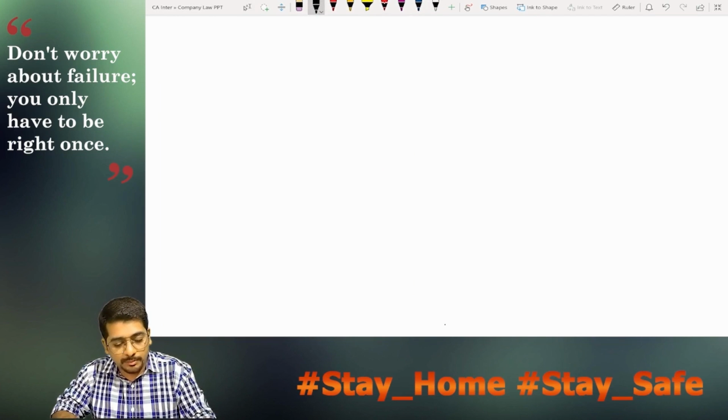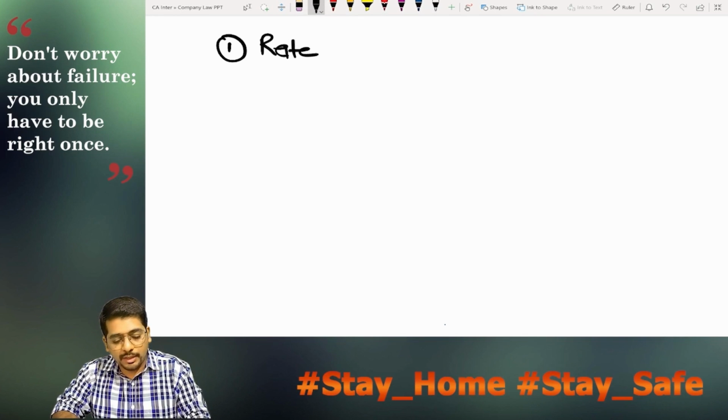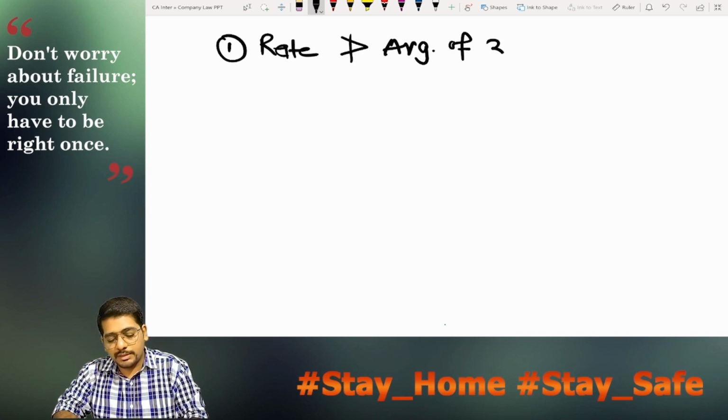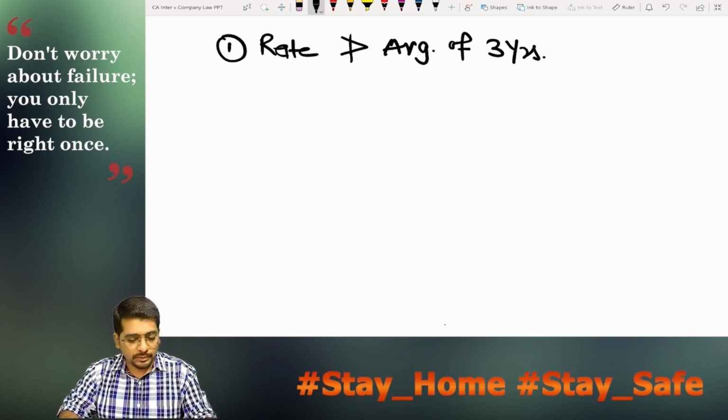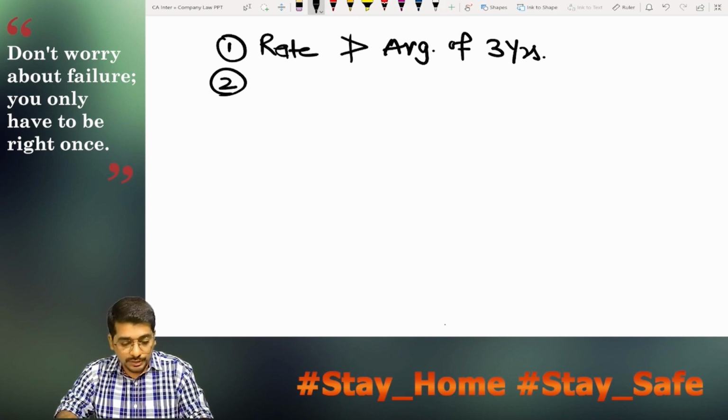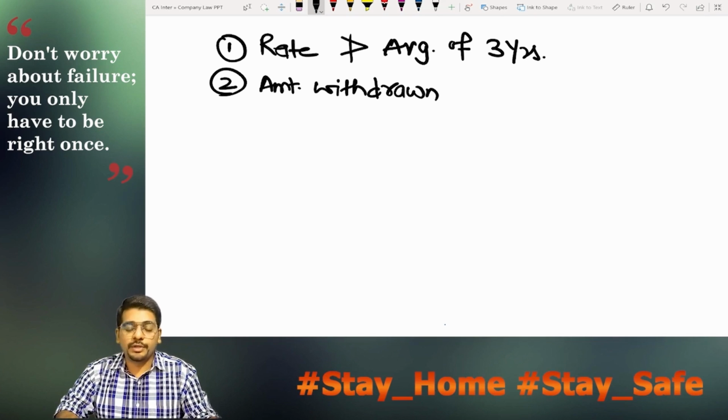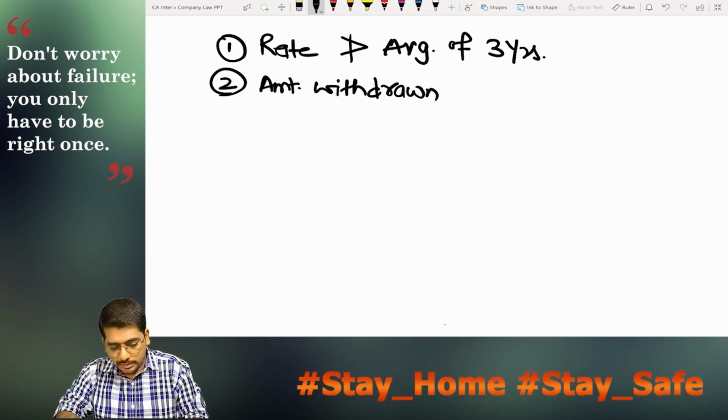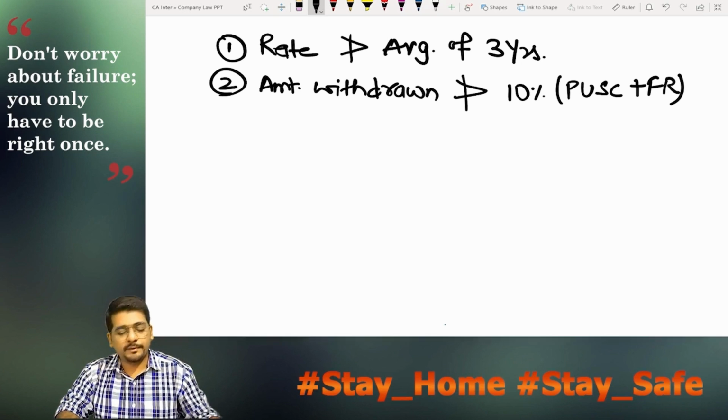Everybody with me? Condition number 1 was your rate. Rate of dividend, what they said, rate of dividend not more than the average of the last 3 years. We can do that. Second, sir, they said the amount withdrawn. Amount withdrawn should be how much? Not more than 10% of your paid up share capital plus free reserves.